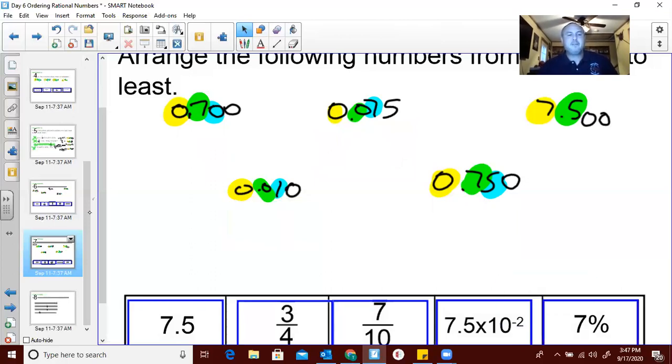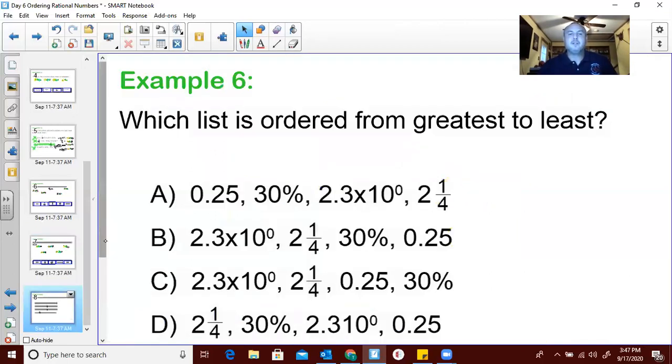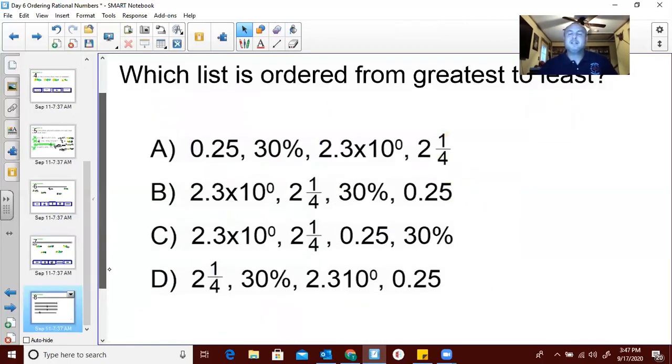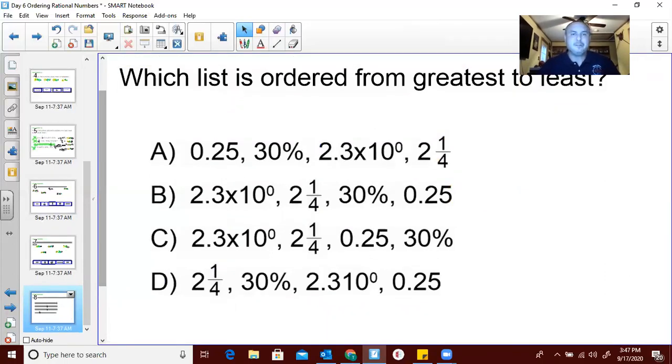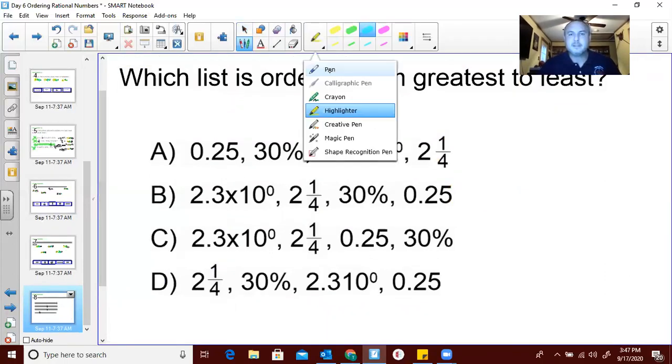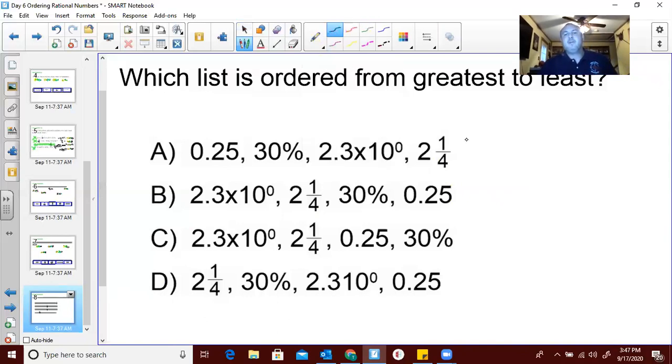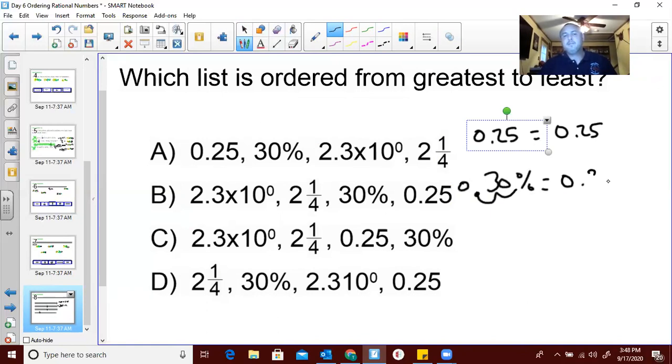All right, last problem for today. Which list is ordered from greatest to least? It's a couple of tricky things here. I guess I will use Desmos again just to kind of show you guys something. So I have 0.25, which is already a decimal. I have 30%. And I know that I'm going to go 1, 2, drop off my decimal, put my 0. So I get 0.30.